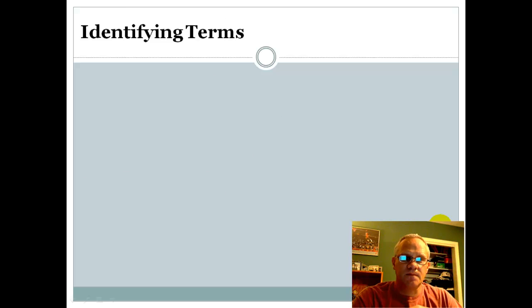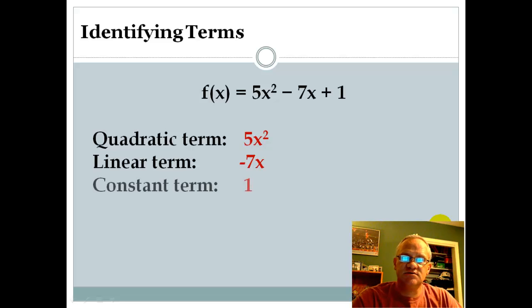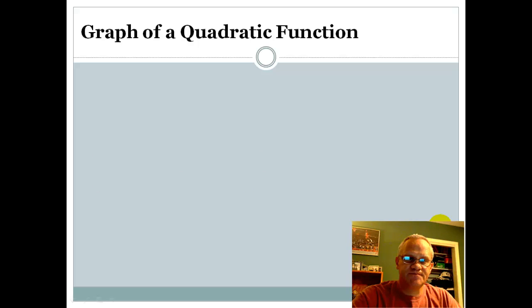So in this example here then, what term is going to be the quadratic term? Well, that's the 5x squared. And what's the linear term? Negative 7x. Good. And then, of course, the last thing is the constant is 1. Okay? So just so we know what to call those when we're working with those.